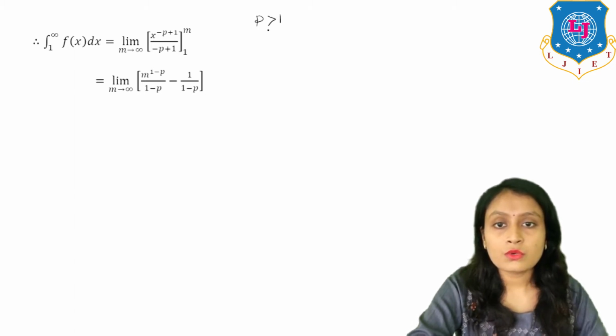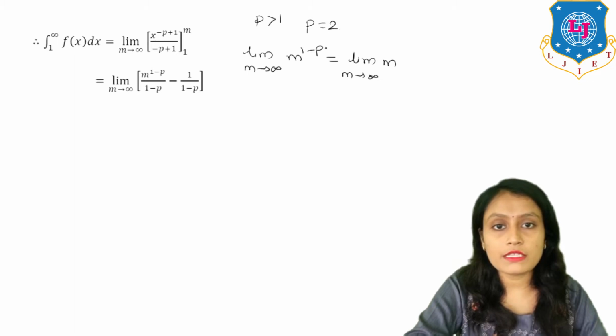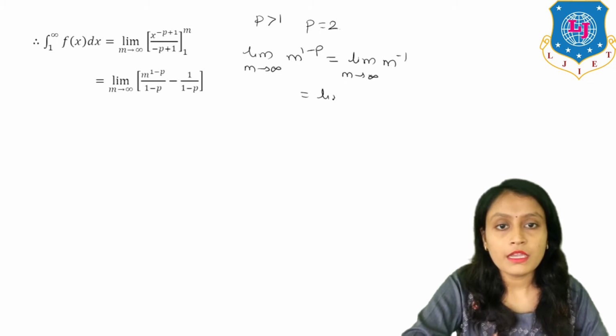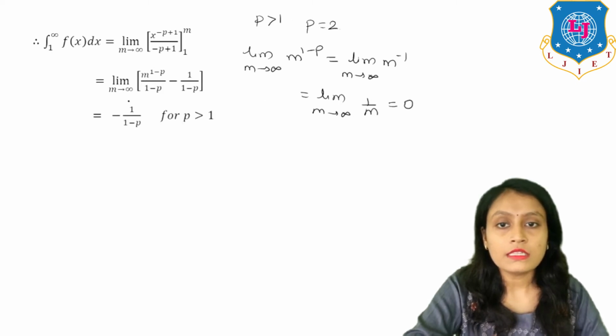This is for p greater than 1, right? So suppose you take p is equal to 2. So this limit m tends to infinity, m raised to 1 minus p, will become limit m tends to infinity, m raised to, in place of p we will substitute 2, so you will get minus 1, right? So this will become limit m tends to infinity, 1 upon m. Now as m tends to infinity, this limit will tend to 0. So for p greater than 1, this limit is 0. So this answer is 0. So what remains is minus 1 upon 1 minus p.